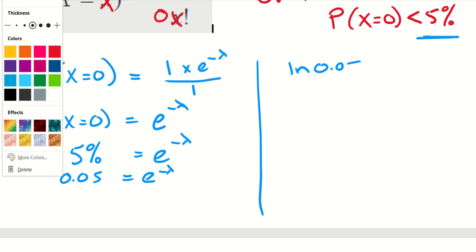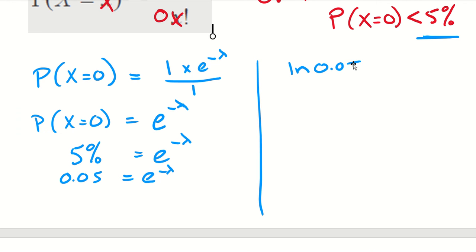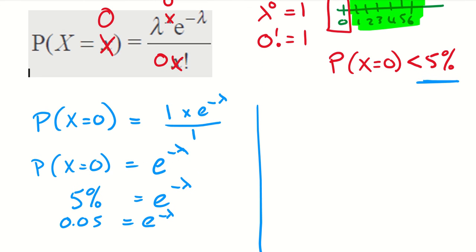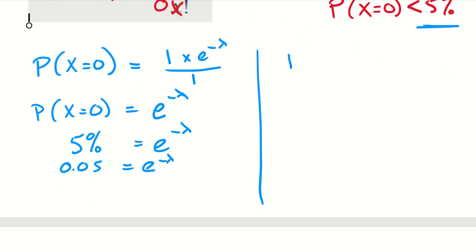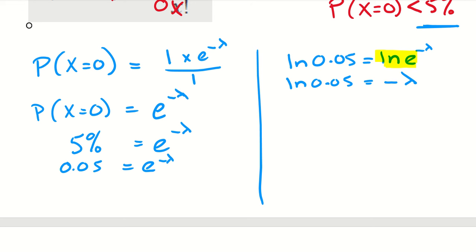Let's do ln of 0.05. And when I have ln of e to the power of minus lambda, the ln and e are inverses, so they will cancel out. So that means I'll have ln of 0.05 equals minus lambda. Then I can get rid of this negative sign by multiplying both sides by -1 essentially. And what I'm going to get is negative ln of 0.05 is equal to lambda.